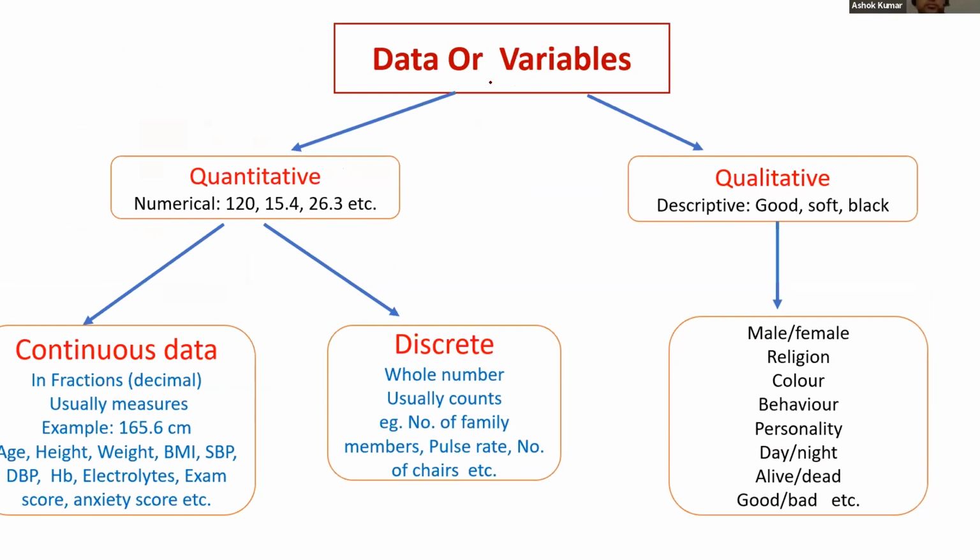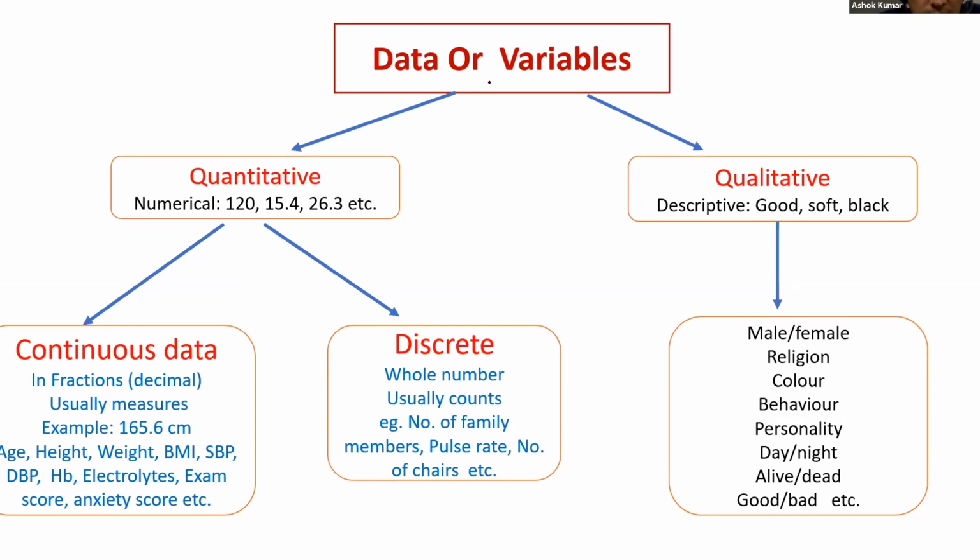So when we talk about data or variables, we know that in this universe there are two types of variables, quantitative and qualitative, not more than this, not mixed type. When we talk about quantitative variables, these are numbers. Any number you can take. But when we talk about qualitative variables, these are as per our description. And these are the examples.